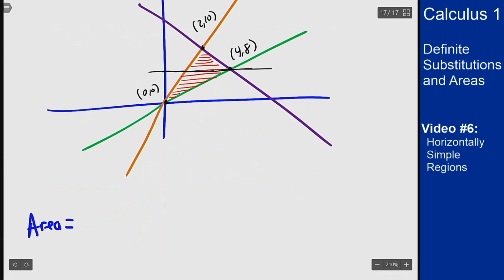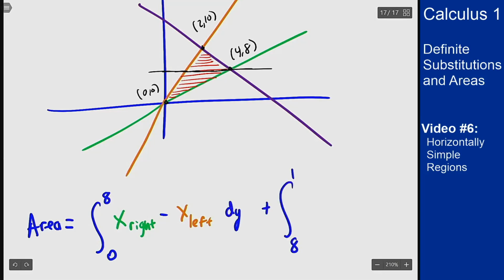The first is the bottom region, which in terms of y bounds, right, we're doing dy integrals. Everything has to be in terms of y and have y bounds on the integrals. It goes from y equals 0 to y equals 8. I will need the x right, which is the green function, minus the x left, which is the orange function here, dy, plus the second one, which will be the same picture from y equals 8 to y equals 10. The right side is the purple function, and the left side is the orange again.